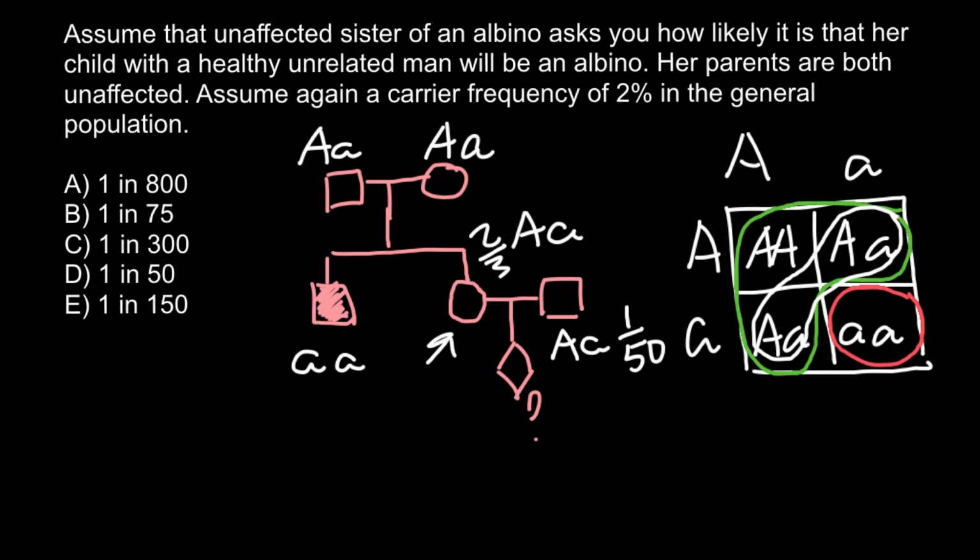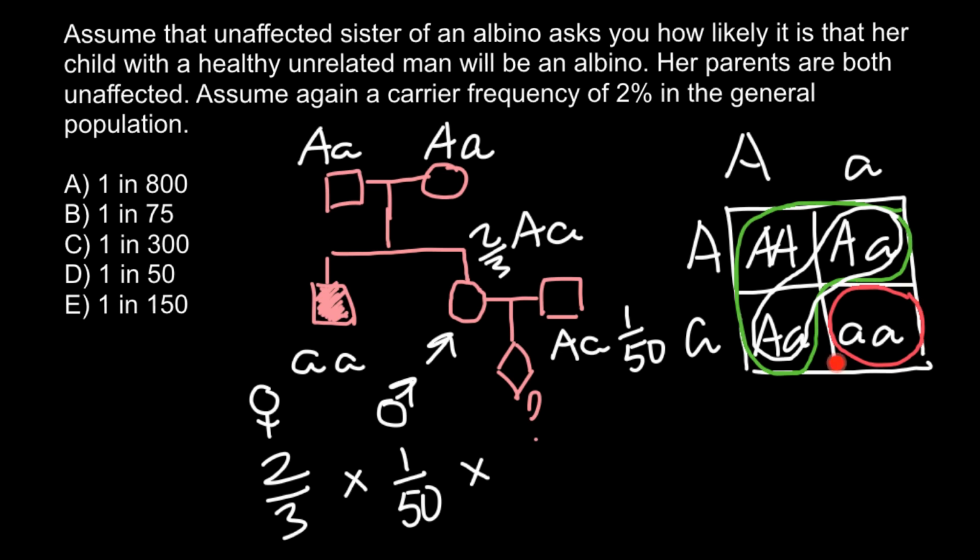So now we are ready to do our final calculations. The probability for this female to be heterozygous would be 2/3. We have to multiply by the probability of her husband to be heterozygous, which is 2%, or 1 over 50. And if these two people are heterozygous, it doesn't mean that 100% of their progeny would be affected. As you see, only a quarter of the progeny, regardless of the sex, because this is not a sex-linked genetic disorder, would be affected. So we have to multiply by 1/4.